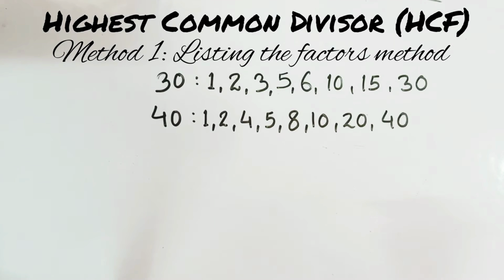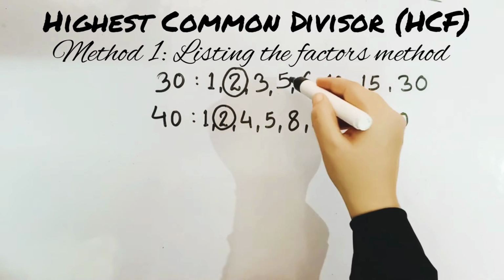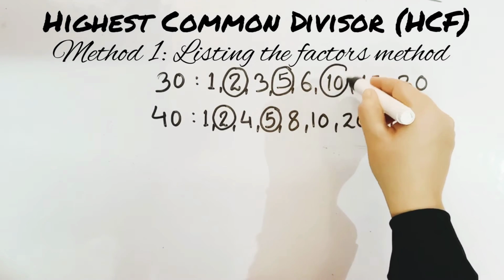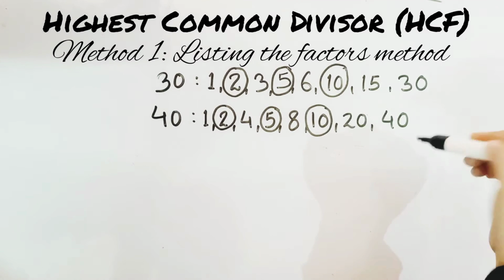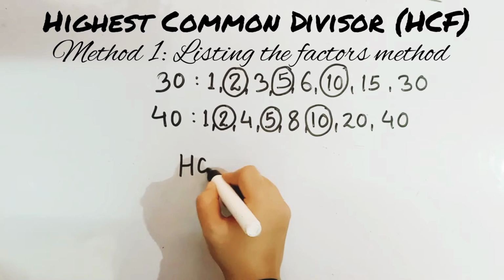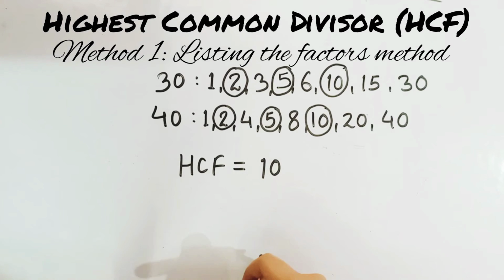Then the next step is to list out the common factors between them. So what are the common factors? 2, then 5, then 10. Yes, that's it. So these are the three common factors between 30 and 40. Now the last step is to find the greatest common factor, which in this case is 10. So the HCF of 30 and 40 is 10. This is how the listing the factors method works.